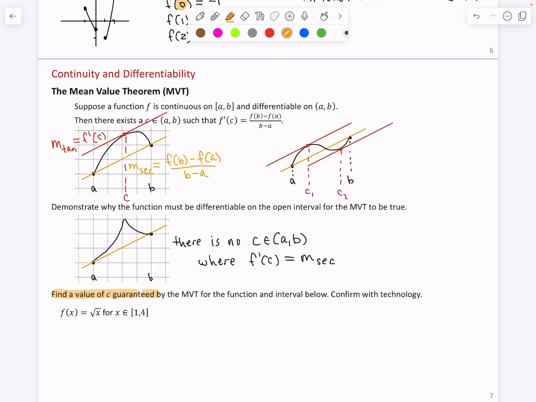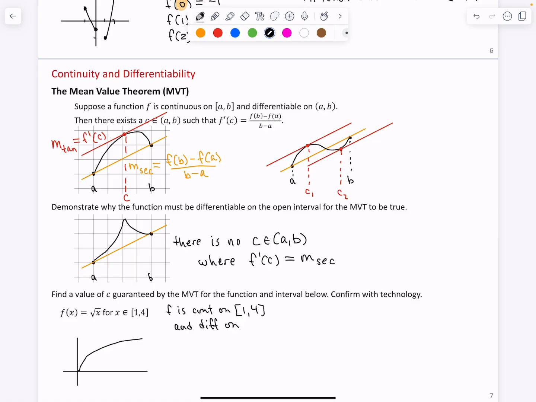Find a value of c guaranteed by the mean value theorem for the function and interval below. Confirm with technology. So this function, the square root of x, has a shape something like this. This function is continuous on this closed interval, 1 to 4, and differentiable on the open interval from 1 to 4. So the mean value theorem applies. 2 points on this curve are (1, 1) and (4, 2).